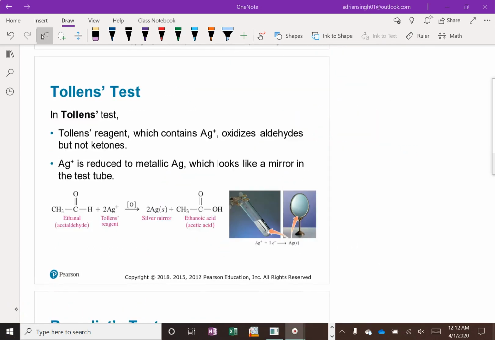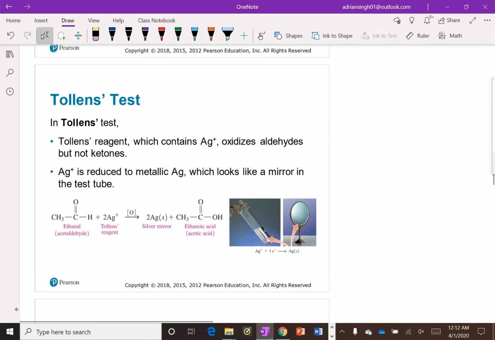And there are some tests that are done in the lab to distinguish or differentiate between certain types of aldehydes as well as ketones.